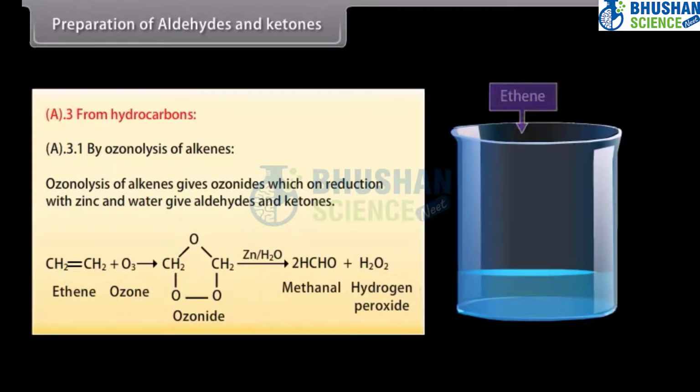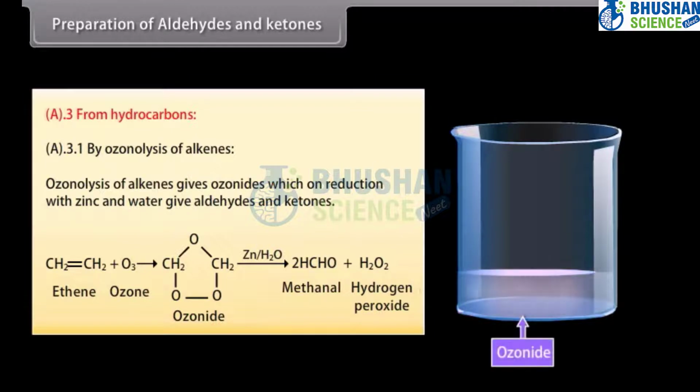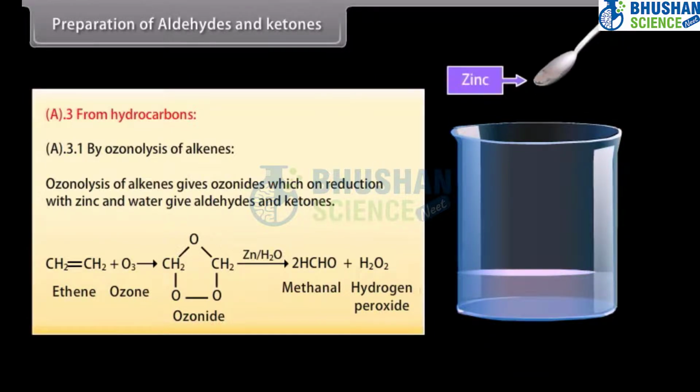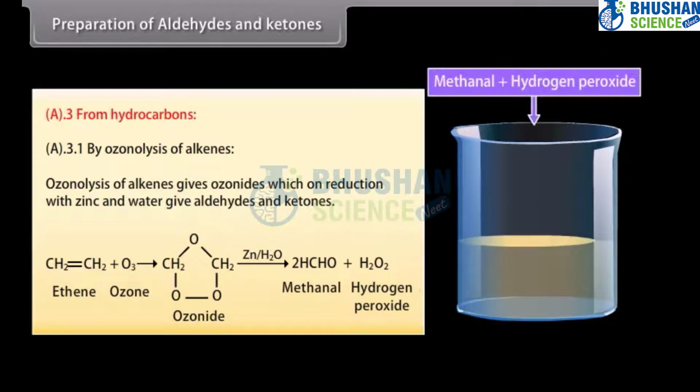Ozone gas reacts with ethene and forms an intermediate, that is ozonide, which, when treated with zinc and water, forms methanal and hydrogen peroxide.